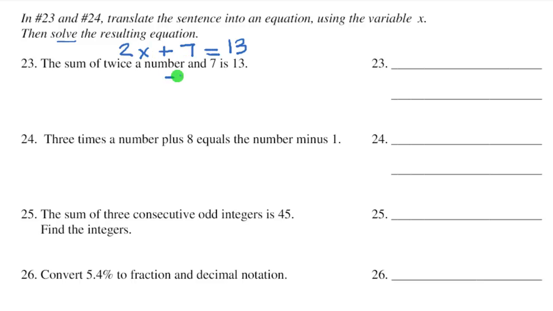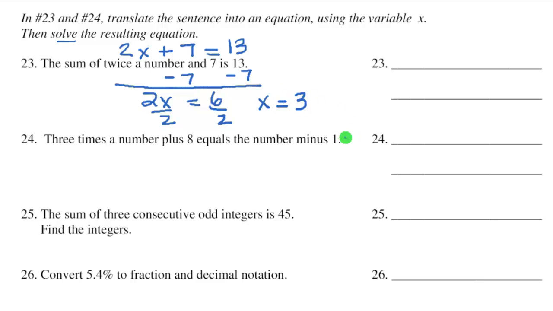We're going to solve for x, which means we have to isolate the variable. Let's subtract 7 from both sides. And 2x equals 13 minus 7, which is 6. And now we're going to divide by 2. And so x is 3.